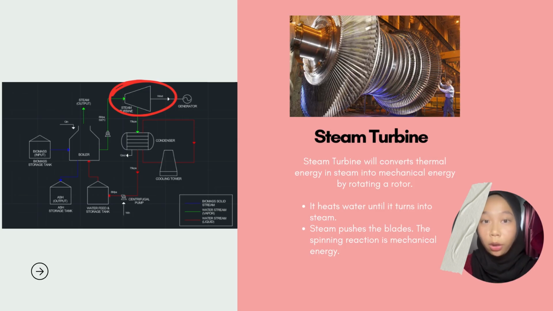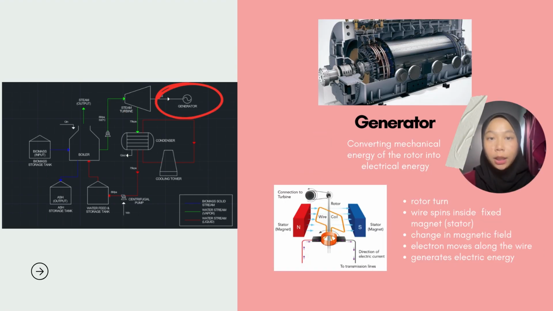The steam turbine will convert thermal energy into mechanical energy by rotating the rotor. First, it will heat the water until it turns into steam. The pressure from the steam will push the blades, and the spinning reaction is what we call mechanical energy. So the generator will convert mechanical energy from the rotor into electrical energy.